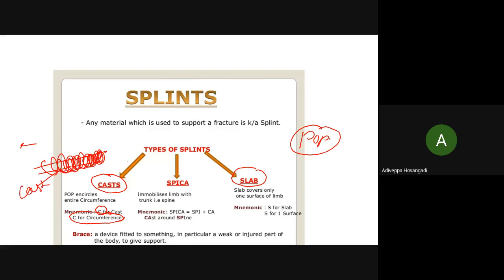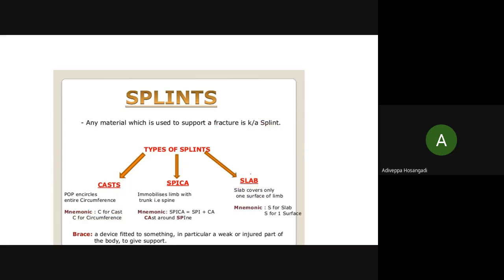It is a cast. But if there is a fracture here and you immobilize only on the one surface, it is a slab. Slab is only surface. S for surface, C for circumference. Okay, please remember this. Cast and slab. So whenever we are treating a fracture in emergency or temporary immobilization, you always put a slab, like this you put a slab.